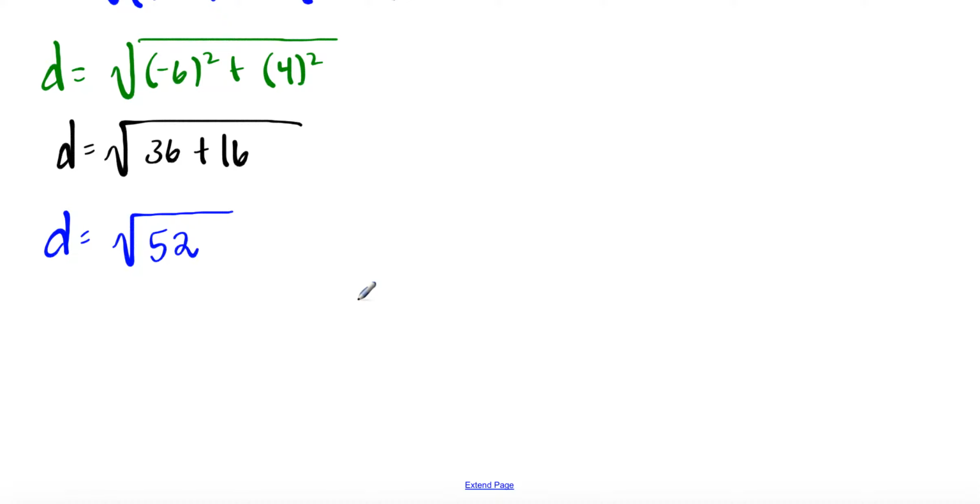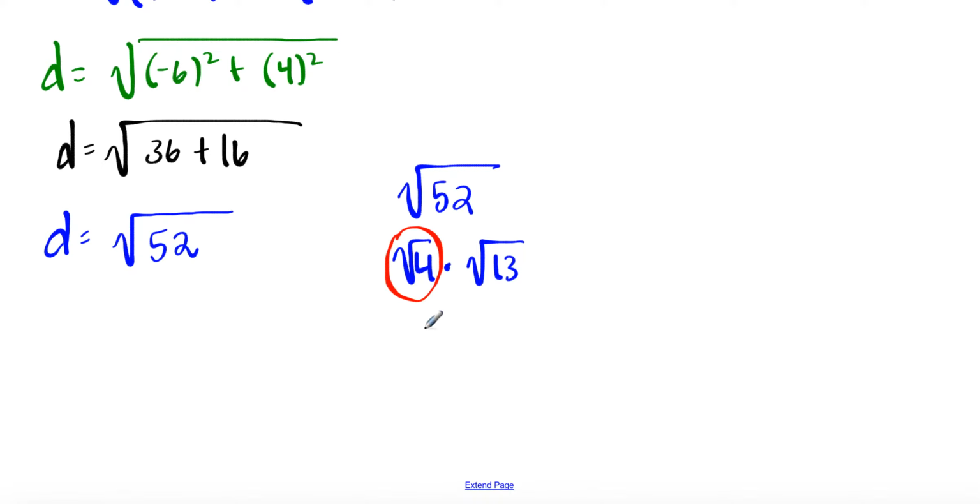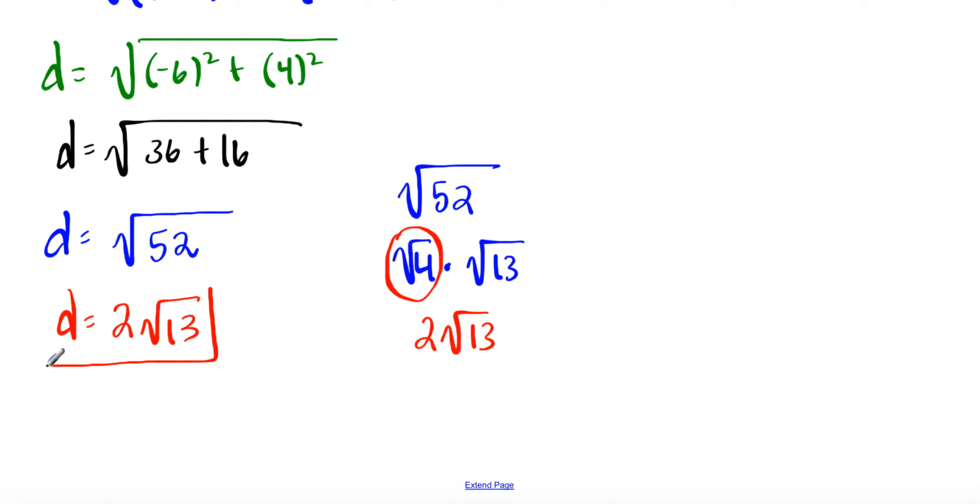All right, now 52 is not a perfect square, but it's an awfully big number. And so we need to find two factors of 52 so that one of those is a perfect square factor. And what we can do is we can rewrite the square root of 52 as the square root of 4 times the square root of 13. 4 times 13 is 52. And that works out because the square root of 4 is 2. So we're going to write our final answer as the distance is equal to 2 square roots of 13. So this is a simplified radical, not a decimal answer.